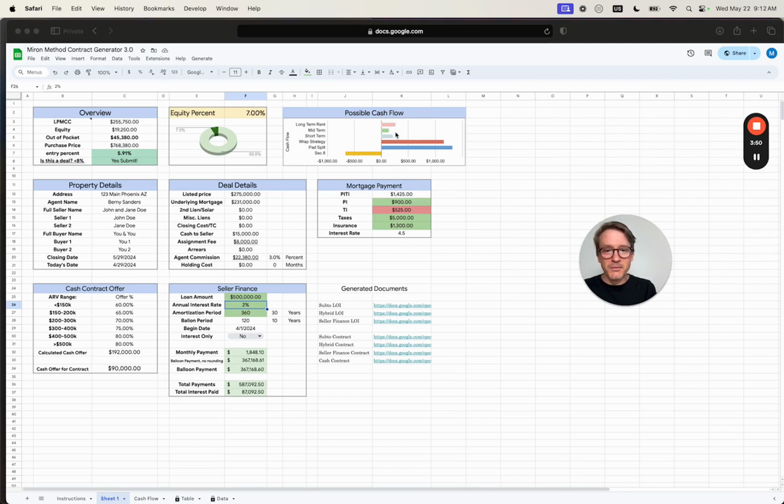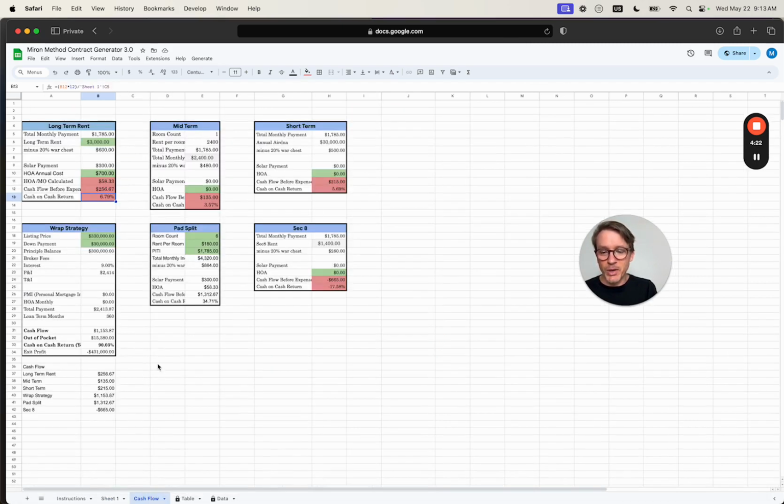that it's going to calculate here. So you can see what type of flow, what type of exit is going to work best for me. Is it going to be a pad split? Is it going to be a wrap? Is it going to be a short term? Right? So obviously this is not a real deal. I don't have Bernie Sanders as my agent at 123 Main Phoenix. Okay, but this helps you see things visually instead of a whole bunch of numbers everywhere, right?